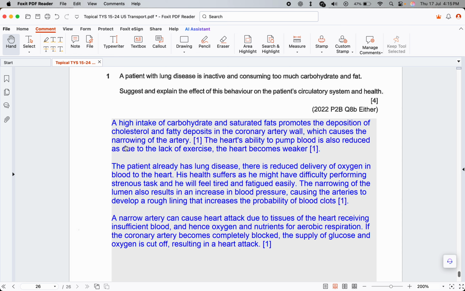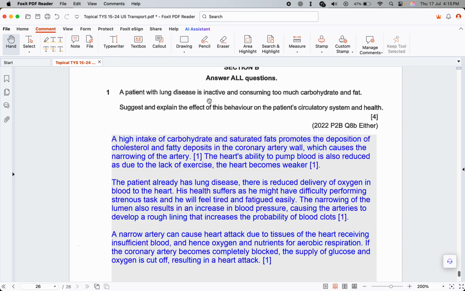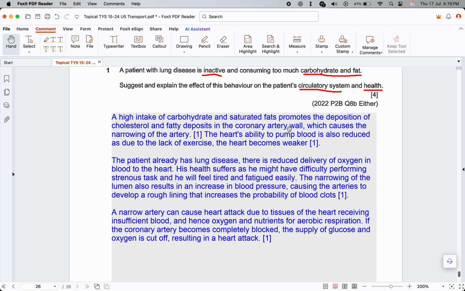Okay, last part. So a patient with lung disease is inactive and consuming too much carbohydrate and fat. Okay, now for this kind of question, usually this is like a double meaning question. So you need to be careful when you answer to talk about everything that's in this question, because there's two parts to answer. So some people might just home in on the fats, right? Then you just start talking about the circulatory system, how it's going to cause that coronary heart disease, but they neglected the part that's inactive and the lung disease, and they also neglected the part talking about the health.